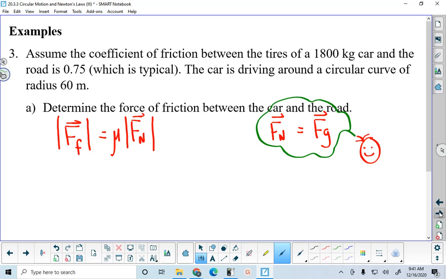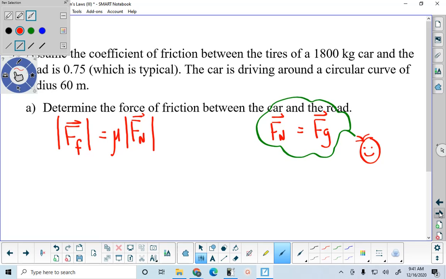Oh, yeah. Yeah, you're right. They're not equal. The absolute values are equal. The magnitudes are equal. I got a little sloppy there. You're right. Thank you.